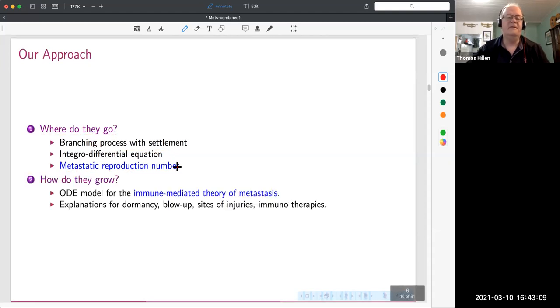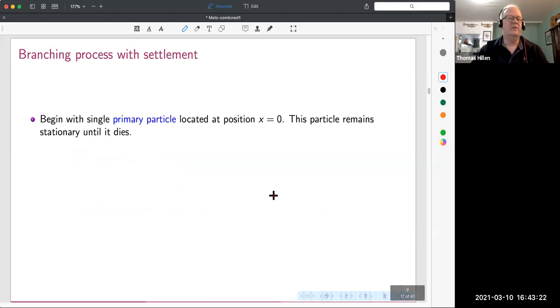And then secondly is how do they grow? And this is where I then wonder about the role of the immune system in the growth of metastasis. So we call it the immune-mediated theory of metastasis. All right, let's start with the first one, branching process with settlement.